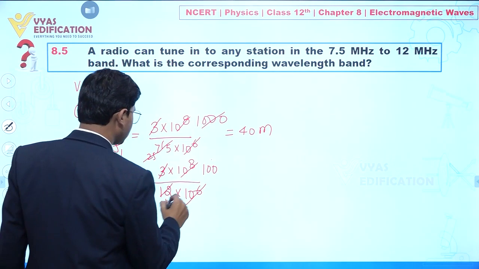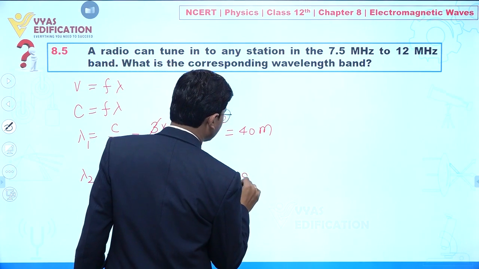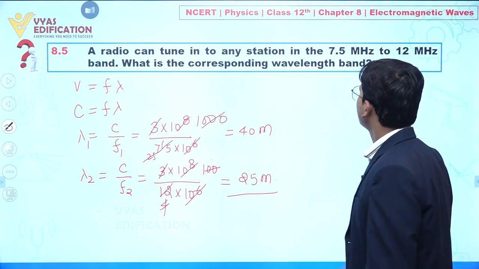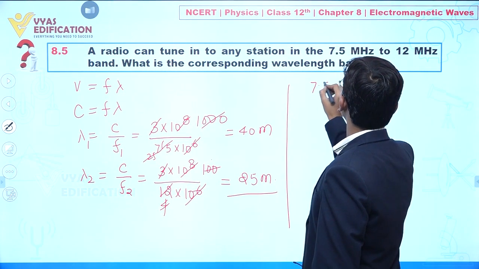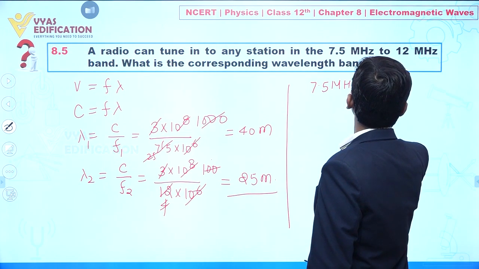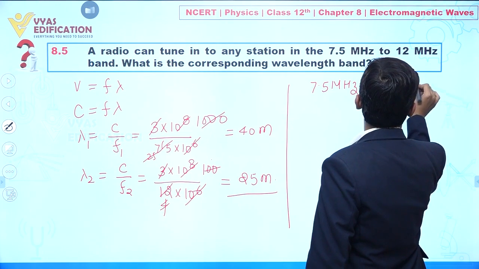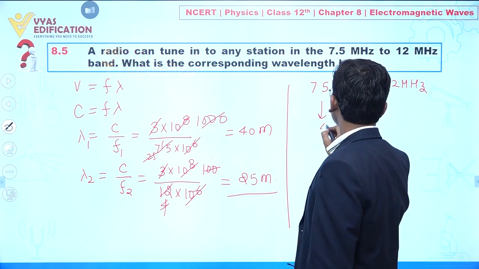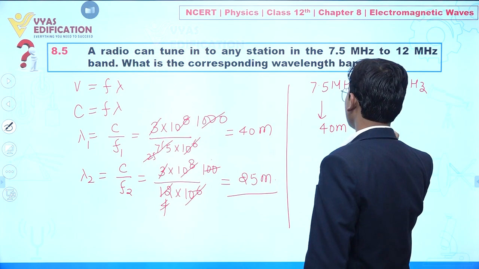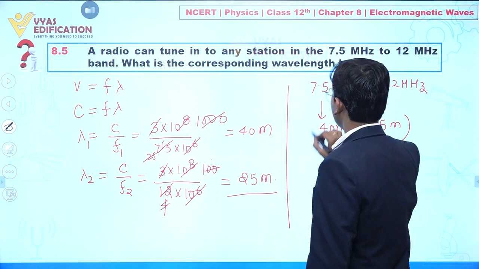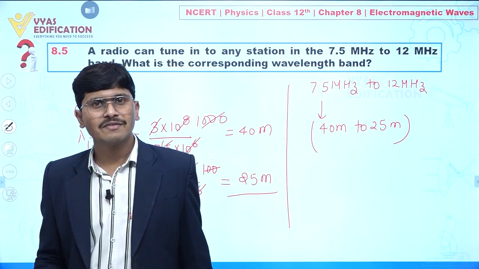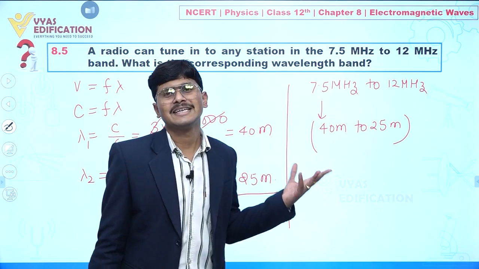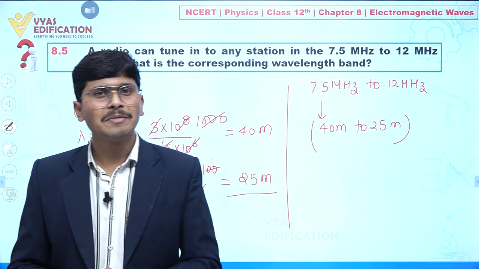Clear, and this is equal to 25 meter, clear. So if you are talking about frequency range 7.5 megahertz to 12 megahertz, at the time we can say the corresponding wavelength range is given by 40 meter to 25 meter, clear. Directly you can observe if frequency increases, corresponding wavelength decreases, clear to everyone. So this is all about this question.